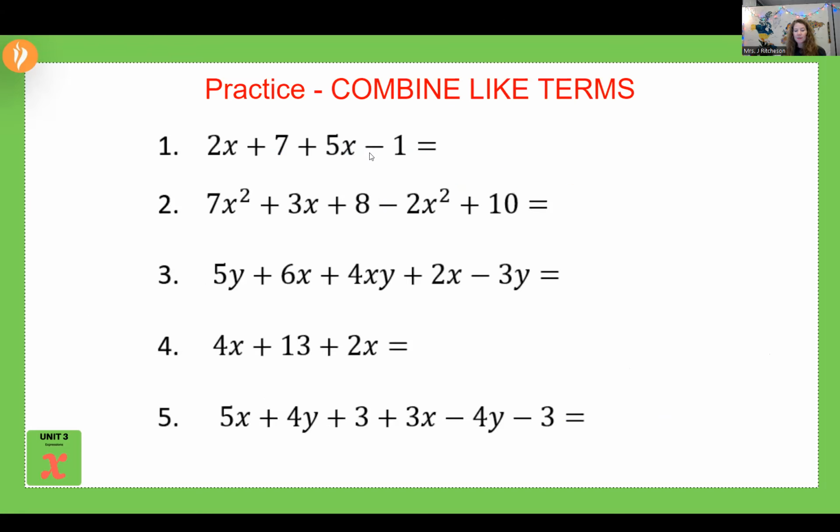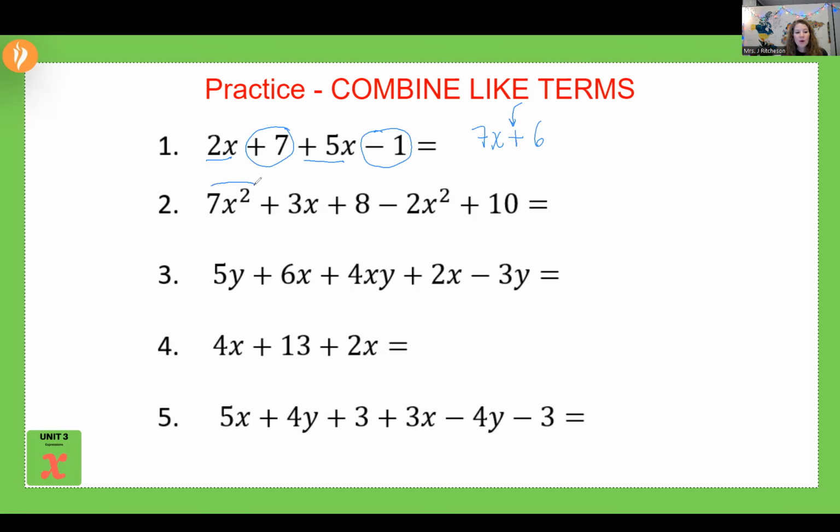All right, guys, so I want you to pause the video. I want you to practice combining like terms and then come back and check your answers. All right, on the first one, we have 2x plus 5x is 7x. We have positive 7 minus 1. 7 minus 1 is positive 6. Remember, you always have to have a sign here, and almost 95%, 99% of signs in your grade level, 6th grade, is going to be positive, unless we're distributing, and that middle sign is a negative, okay?